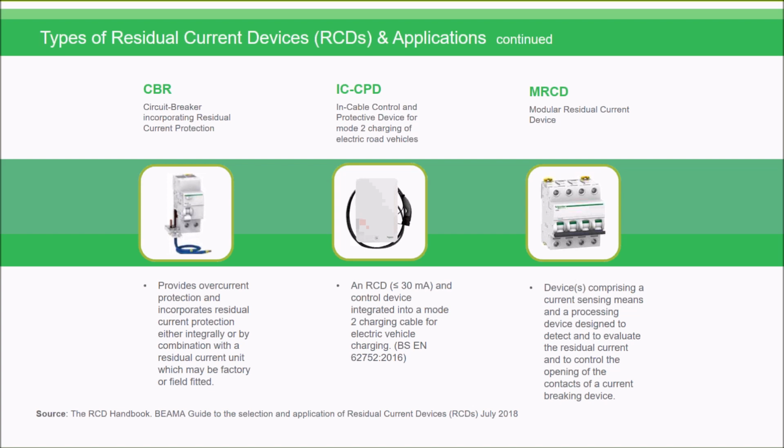So we move on to some other devices which are a little bit less common. So you can have circuit breakers incorporating residual current protection. These can be add-on devices that provide protection by adding them and integrating them to a circuit breaker themselves. An IC-CPD is more specific in terms of it's an in-cable control and protective device for Mode 2 charging of electric road vehicles. So as we're seeing more and more electric vehicles, we will start to see more and more of these type of devices as well, providing protection.